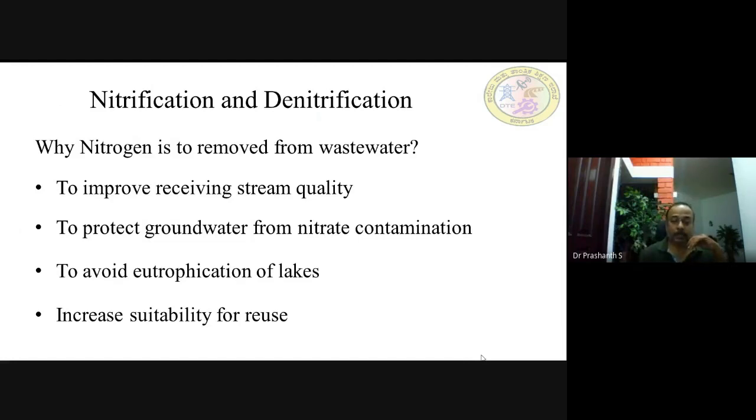And if we throw the water directly into a nearby river or onto the ground, the groundwater is going to be contaminated by nitrates. And as I said, to avoid eutrophication of lakes and to increase the suitability for reuse, nitrogen is to be removed from the wastewater before discharging it onto the ground or into the stream.